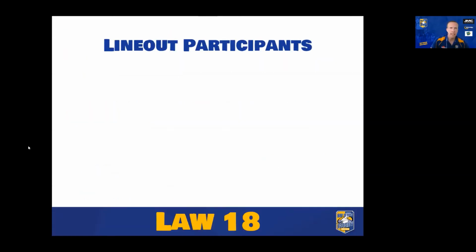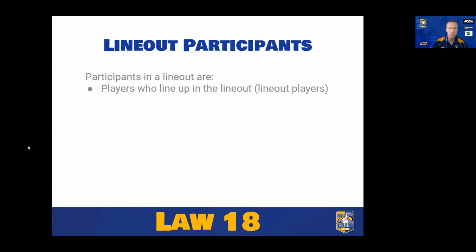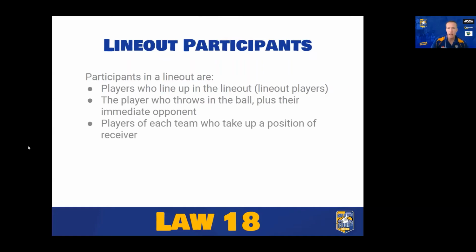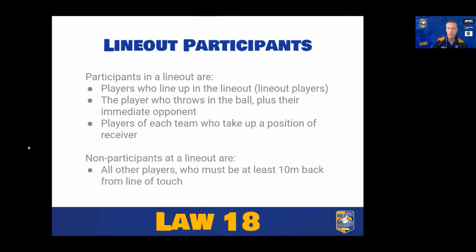Who participates in the lineout? Participants are defined as the players who line up in the lineout, the player who throws the ball in and their immediate opponent, and any player who takes up a position of a receiver. So they are all participants in the lineout. Non-participants are pretty much everyone else. They all need to be back 10 meters. So if they're not in any of those positions above, they're back 10. And if they're not, then they're penalised. They're offside.